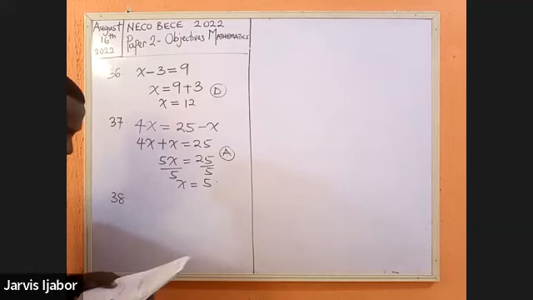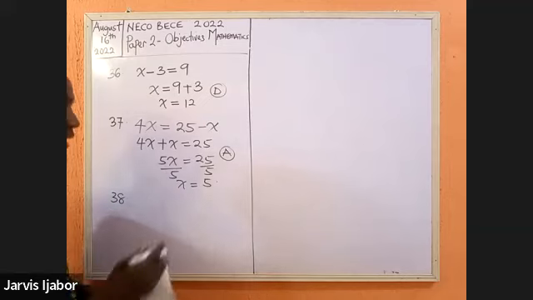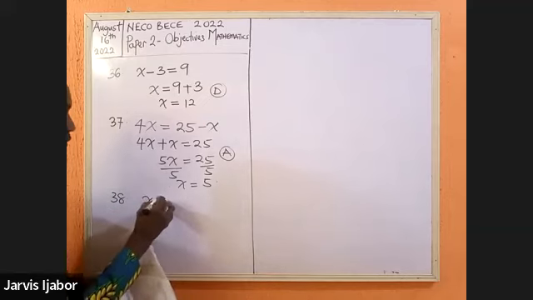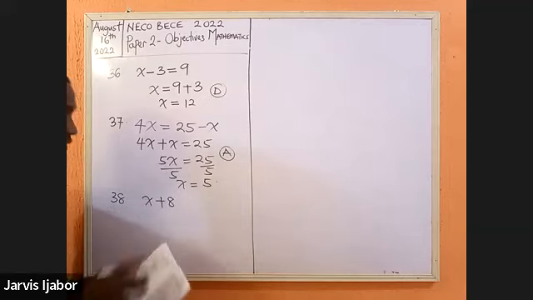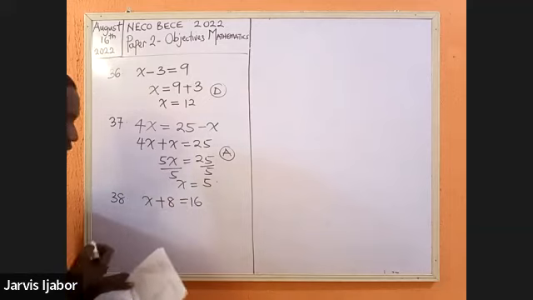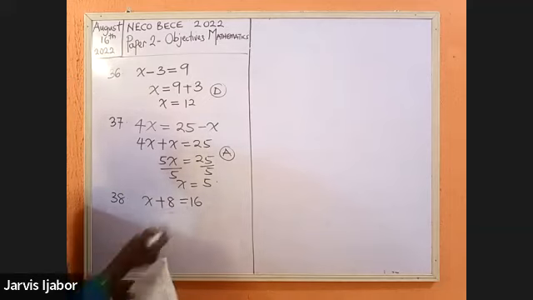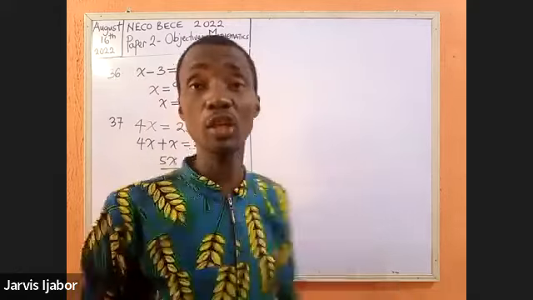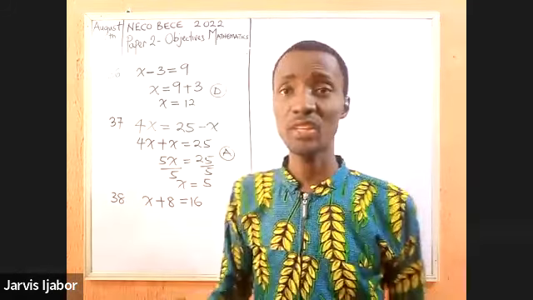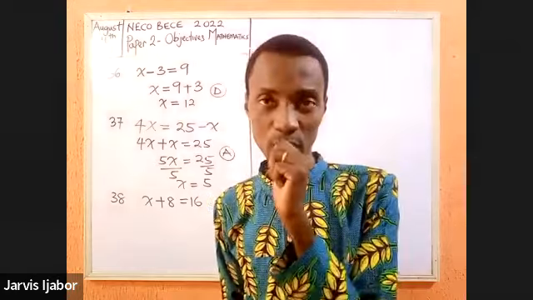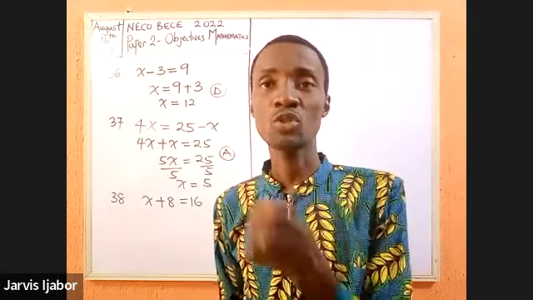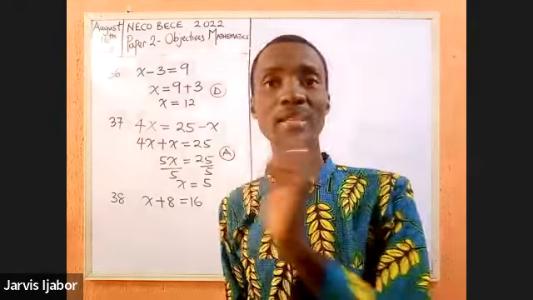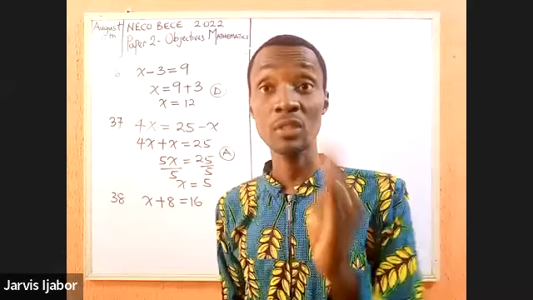In question 38, we are told that James adds 8 to a certain number, x plus 8, and the result is 16. So this is what the equation will look like. The most important thing when it comes to word problem in mathematics is to be able to write the equation or write a suitable expression. Once you can take care of that, solving it becomes easy.